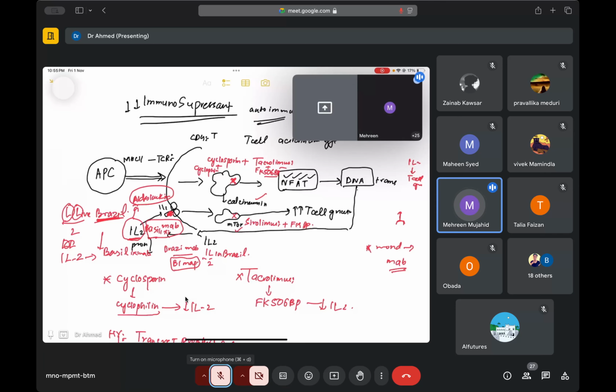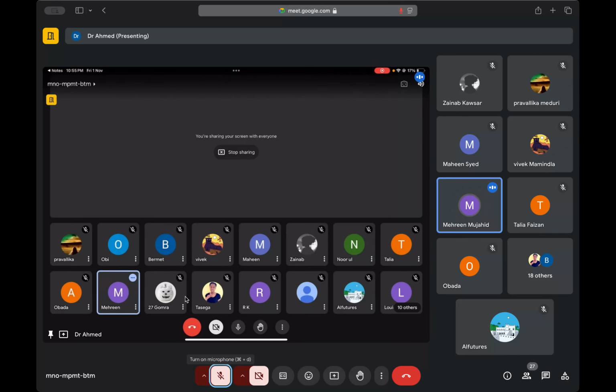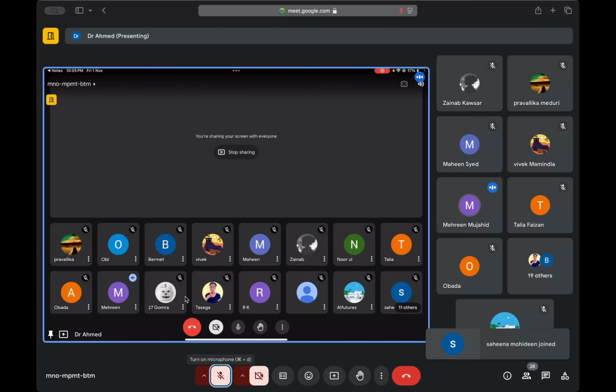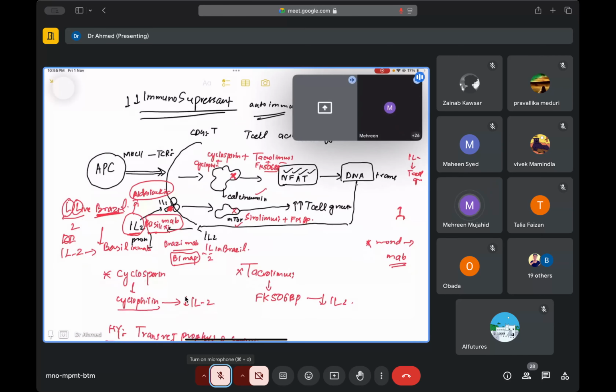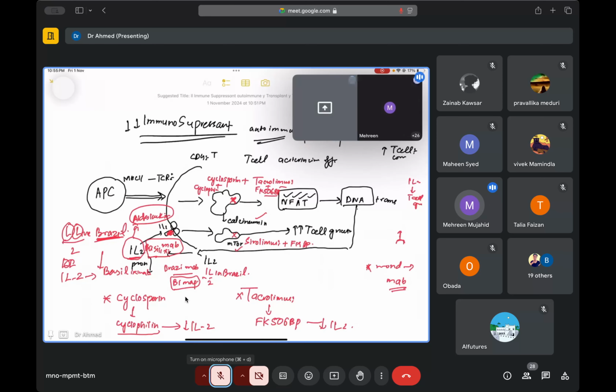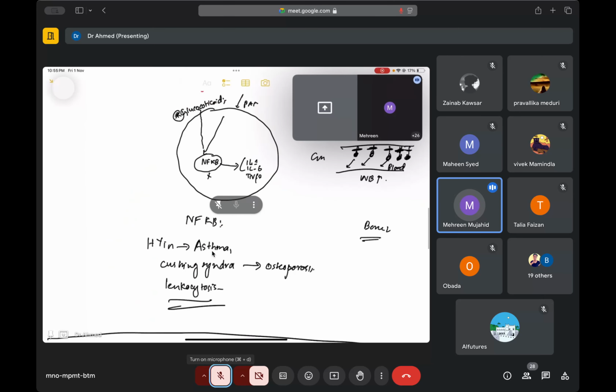Hello, sir. Yes. Sir, can we do anti-cancer drugs? Okay, sir, we will do that. We will do anti-cancer drugs as well. But today, you guys told me to do immunosuppressants or anti-cancer drugs, right? Sir, I messaged about anti-cancer drugs. Okay, I was thinking of that. You guys were asking for immunosuppressants. Sir, today's lecture is also very helpful.